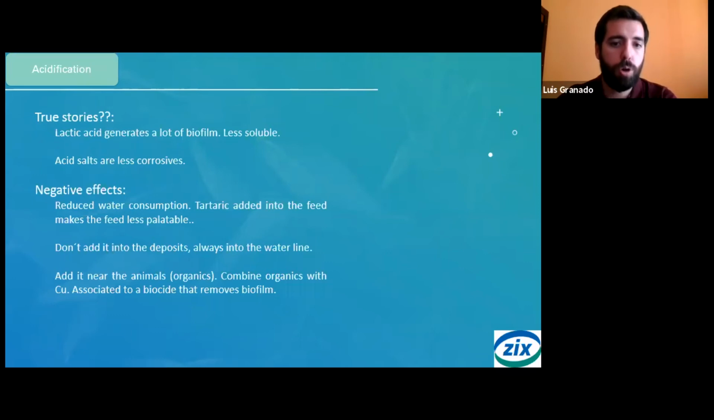Also, some organic acids get combined with a lot of copper in order to reduce the risk of biofilm. But that copper, when it is excessive, will decrease the water consumption and the feed consumption just at the beginning, because the animals don't like it. Then they get used to it, so everything should come back to normal. But you just need to be aware of that.